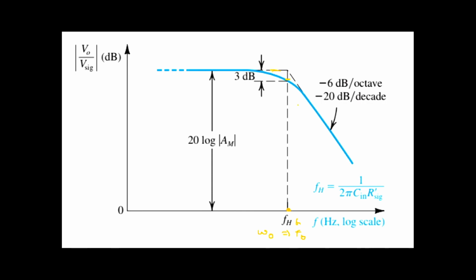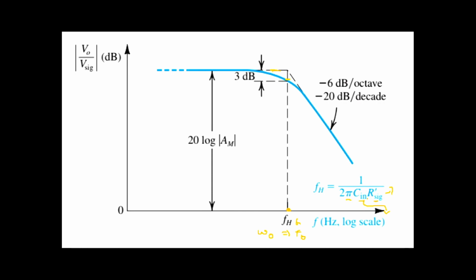So we know that this particular frequency is given by 1 divided by 2 pi into C input into R signal dash. And we also know what R signal dash is. We know what we have simplified to get R signal dash, and we also know what we have simplified to get C input. So that is our high frequency analysis.